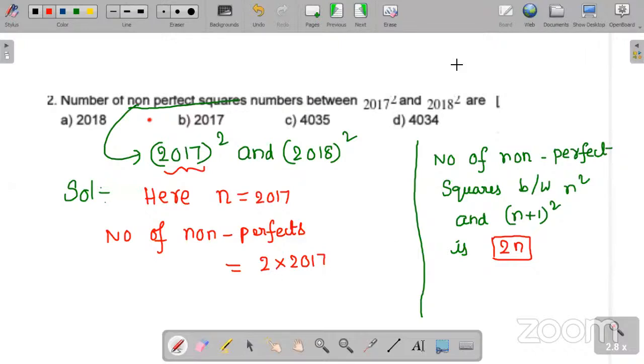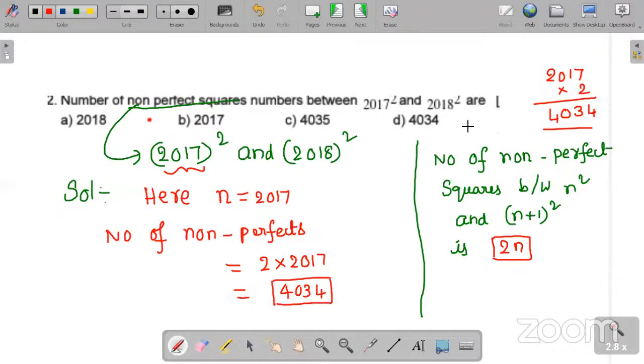So what is your answer? Okay, John, what's your answer first of all? We need to multiply 2017 with 2. 2 times 7 is 14, 2 times 1 is 2 plus 1 is 3, 2 times 0 is 0, 2 times 2 is 4. So the answer is 4034. 4034 is the right answer. So now easily you can select your option. Yes, D is the right option.